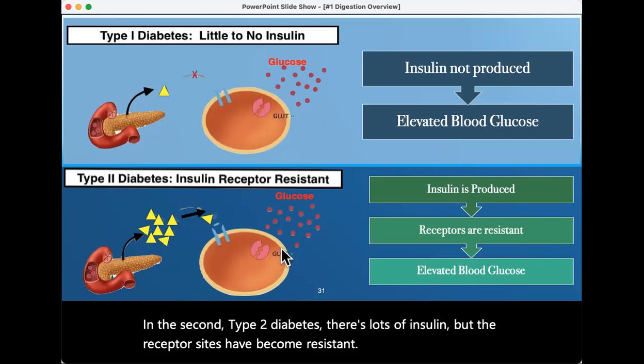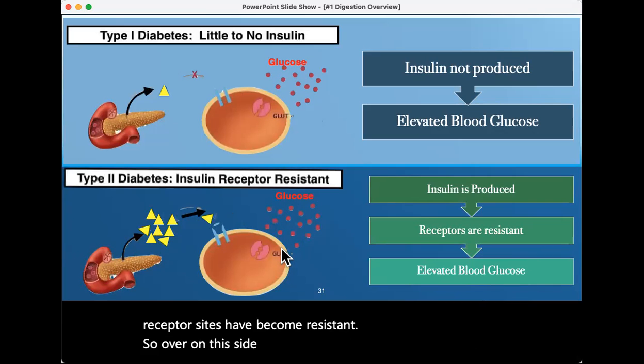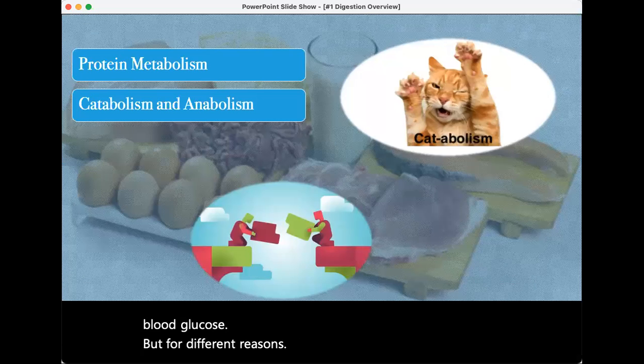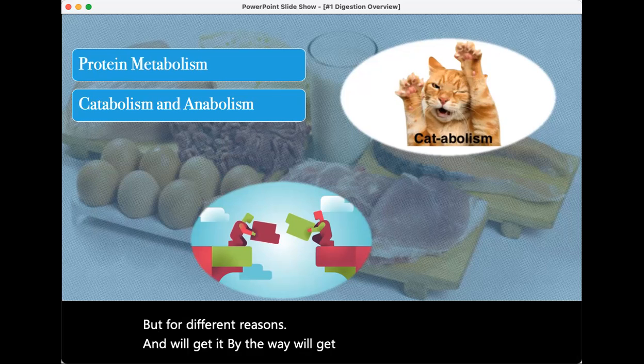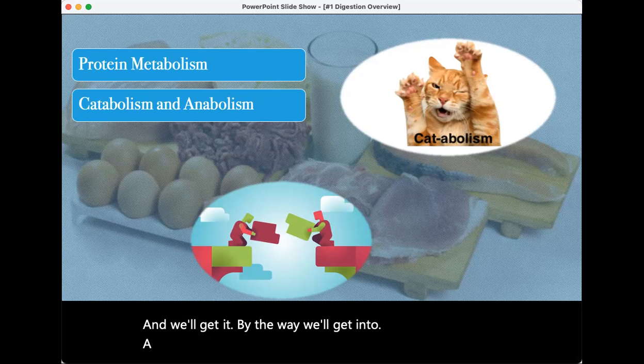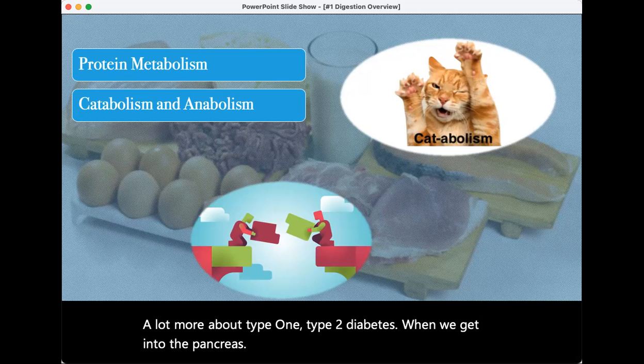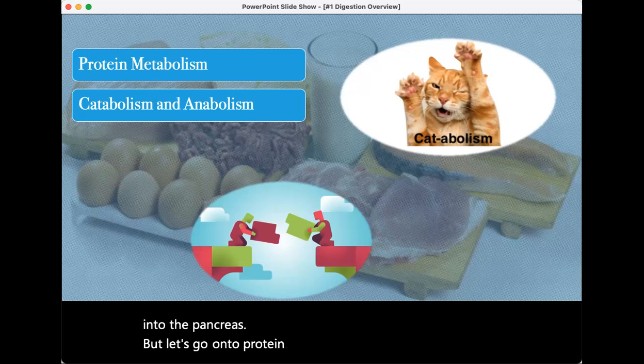So over on this side, in both situations, there is elevated blood glucose, but for different reasons. And we'll get into a lot more about type 1 and type 2 diabetes when we get into the pancreas. But let's go on to protein metabolism now.